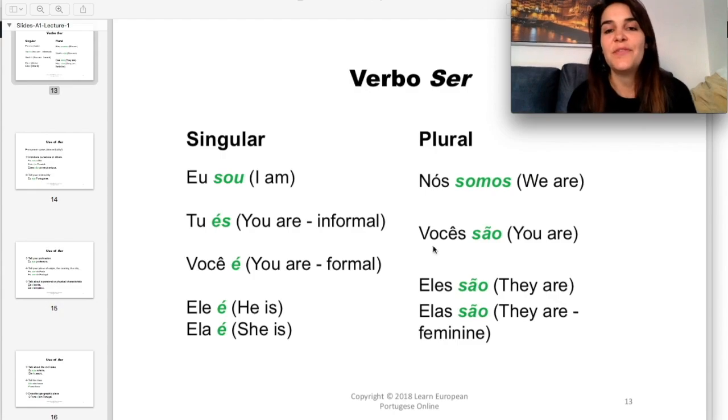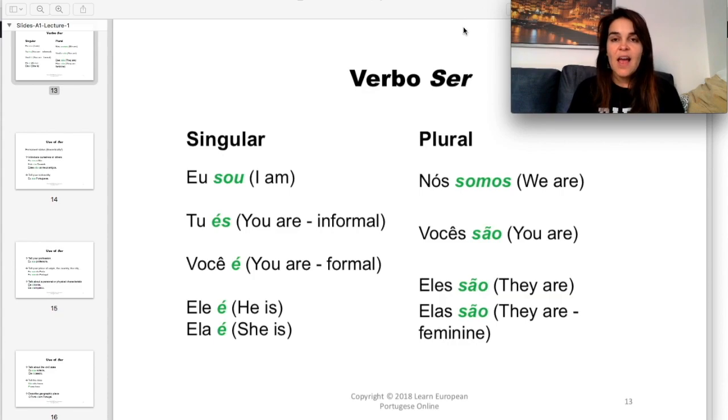So the first one I'm going to speak about is verbo ser. As you know, in Portuguese we have two ways of saying to be. It's verbo ser and also verbo estar. And this can be confusing to people of other languages that only have one kind of to be. So if you're Spanish, maybe you will have an advantage. If you're English, I think that it's going to be more complicated, but let me try and explain to you the difference between these two verbs.